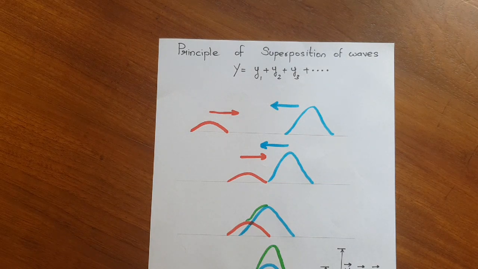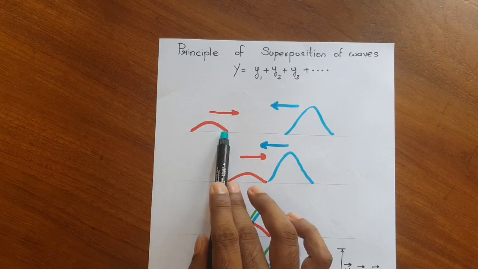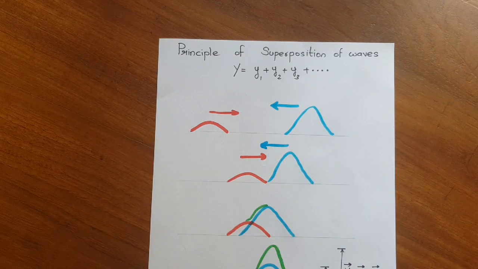The principle of superposition is included in the syllabus from school level itself, so this is just a recap of what we have already learned in school. Consider these two waves. There is a red colored wave and a blue colored wave. The wave is just a disturbance.